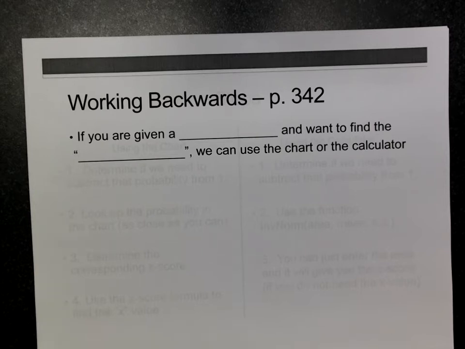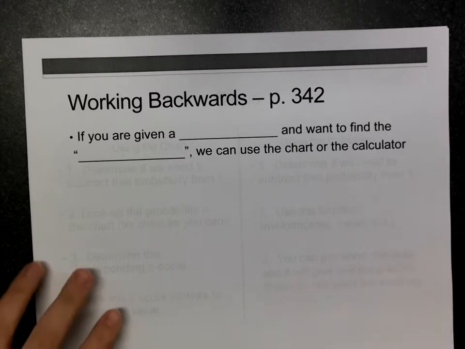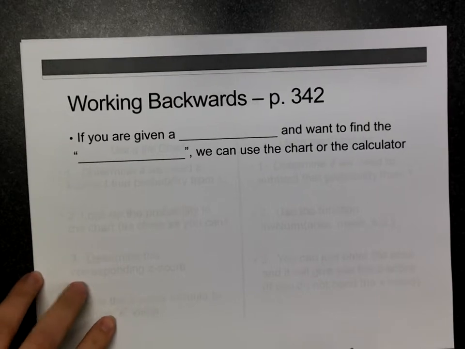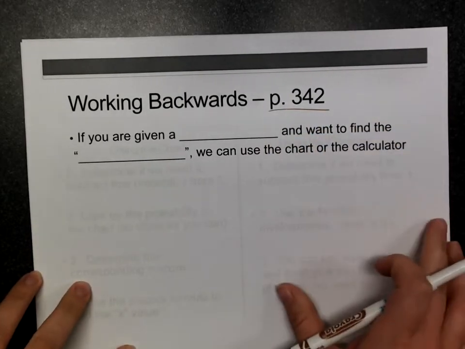Alright, this will finish up chapter 7. So working backwards, now that we know how to find the probabilities, now we're going to have to work backwards to find those target values. This is on page 342 of your textbook.